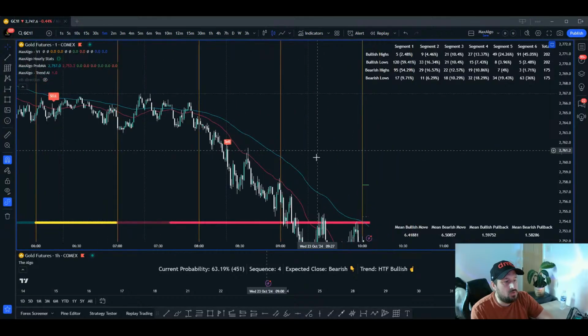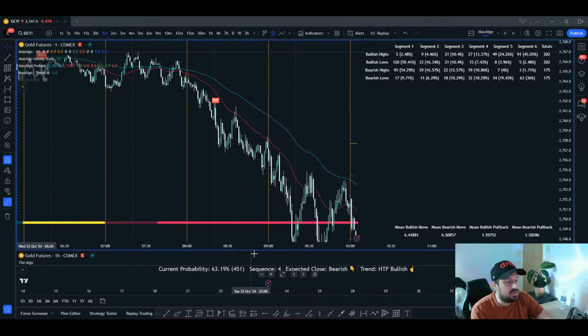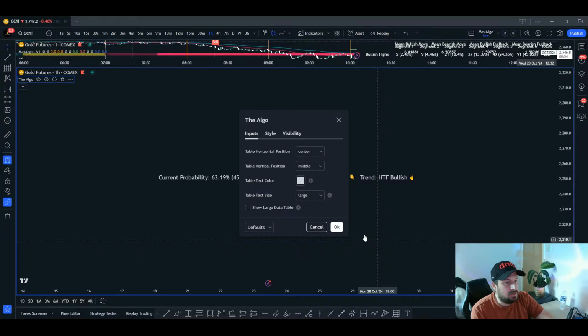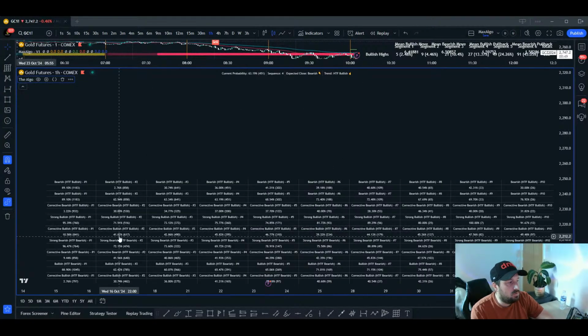So sequence 2 was here. We can have a look at what the probability was of sequence 2. So we are bullish and bearish. We're against the higher time frame, which is great. Sequence 1 was 96%, and then sequence 2 was 89%, 62%. So you can see the difference between when the higher time frame is against that switch.